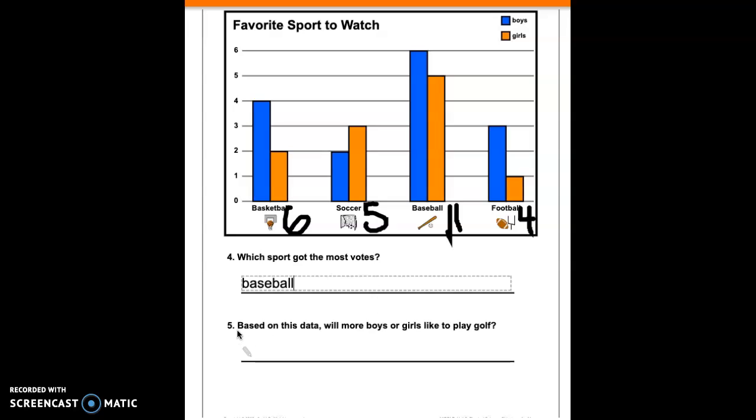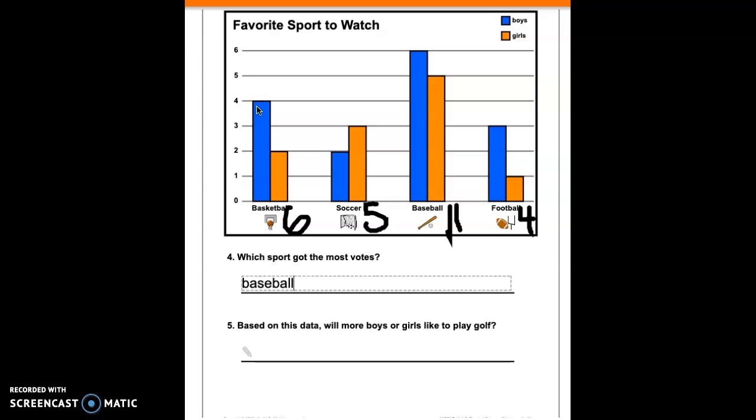And then it says, based on this data, will more boys or girls like to play golf? So we have to decide if more boys or more girls would like to play golf. You might think that this is just a question that we would have no idea what to do with this data, but check it out. In all of these sports, check out which one is taller in each sport.